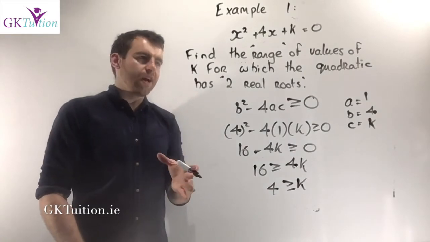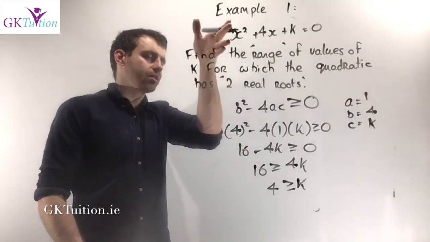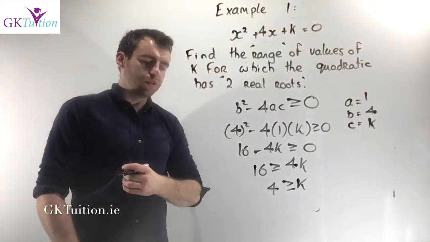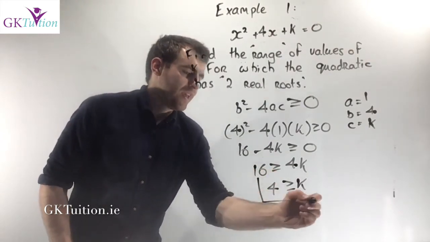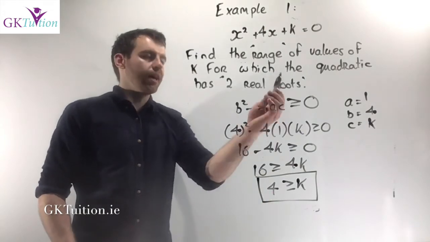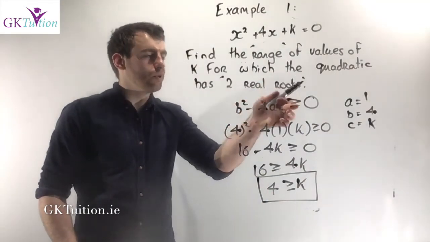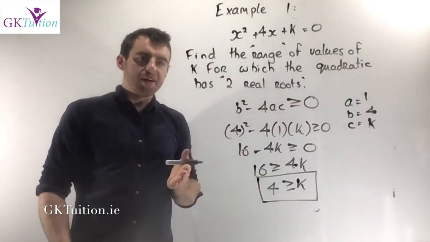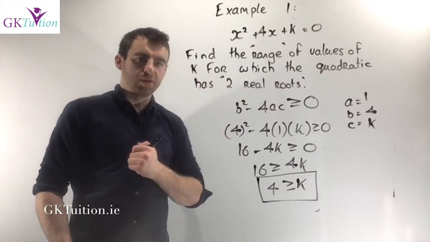So the range of values for which this quadratic has two real roots is if k is less than or equal to 4. If k is less than or equal to 4, then b squared minus 4ac must be greater than or equal to 0, and that implies that the quadratic will have two real roots.